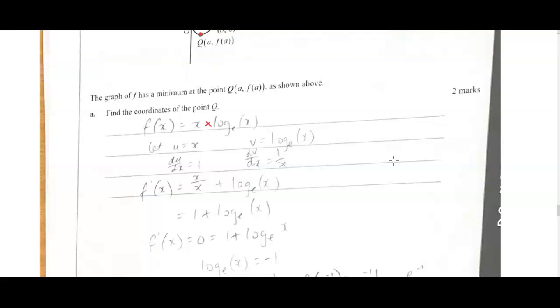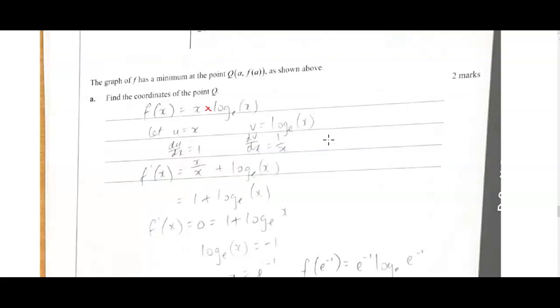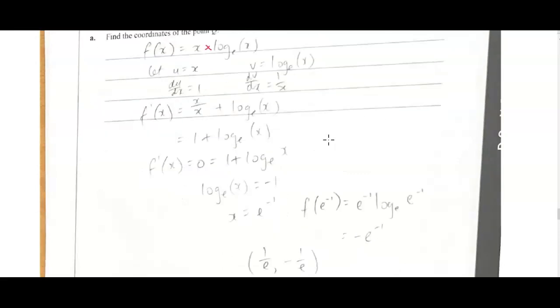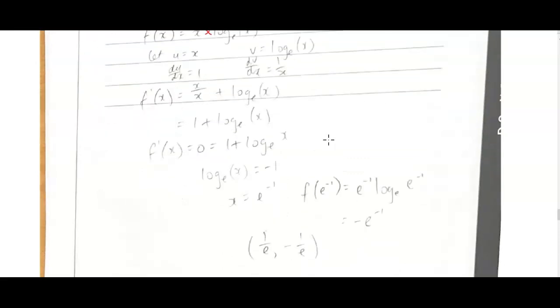Your product rule is on the formula sheet, and so is the derivative of log. So all of this should be pretty straightforward, although it probably appears harder than what it is. Okay, so where is my derivative? Here it is: 1 plus log base e of x.